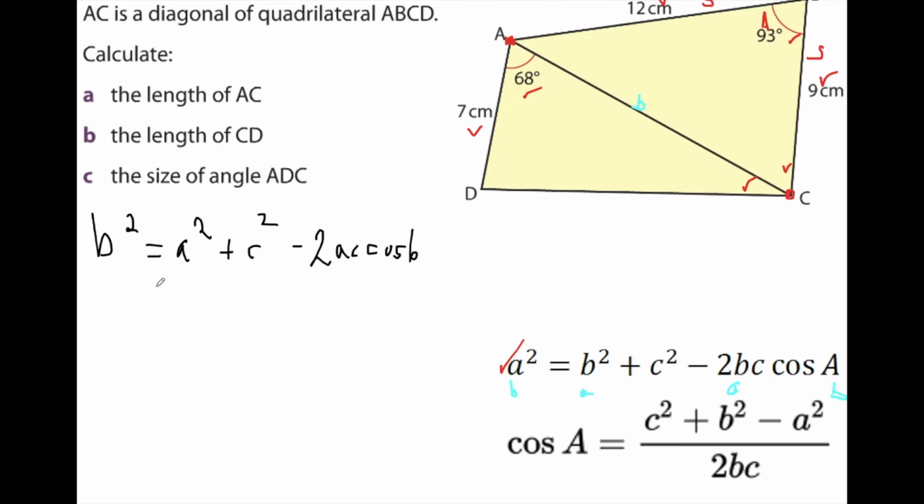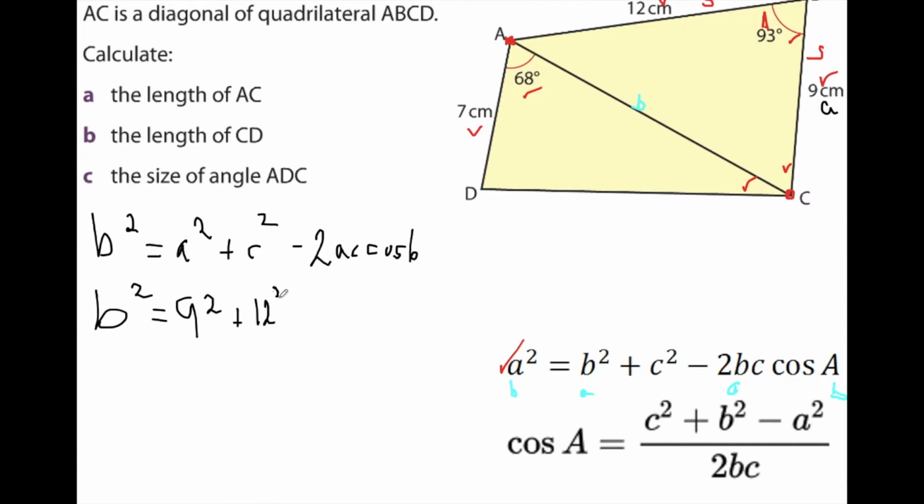You can see my writing here is top notch. So let's substitute in the relevant values. Obviously we don't know what B is, so we're going to carry on, write B squared. A squared is going to be whatever A is. So our A for this is going to be opposite the angle A, which is going to be this side here. So we're going to have 9 squared. C squared is going to be the other remaining side that's given, plus 12 squared.